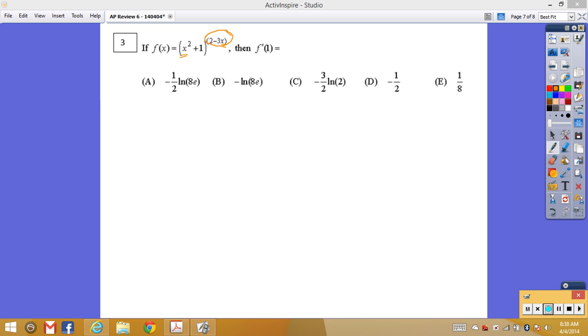Okay, so at this point, hopefully you figured out that I'm just going to rewrite the function with y instead of x squared, or f of x.